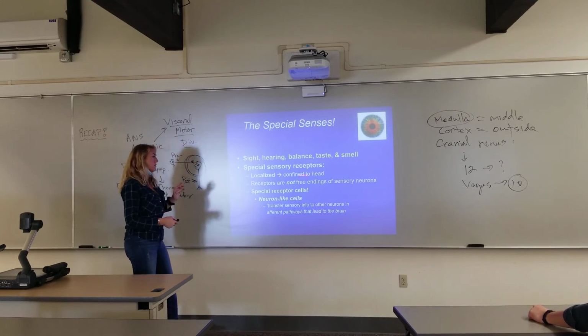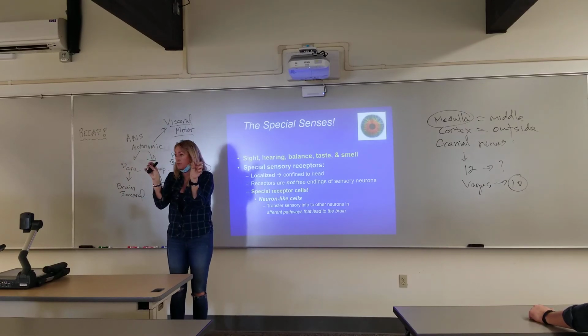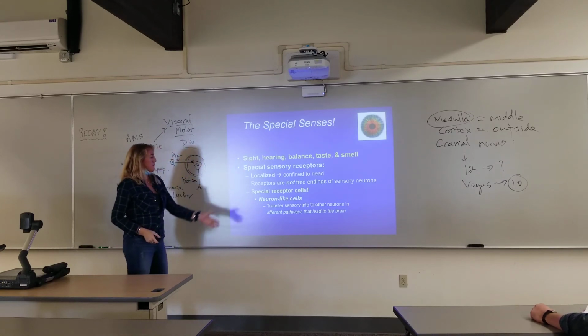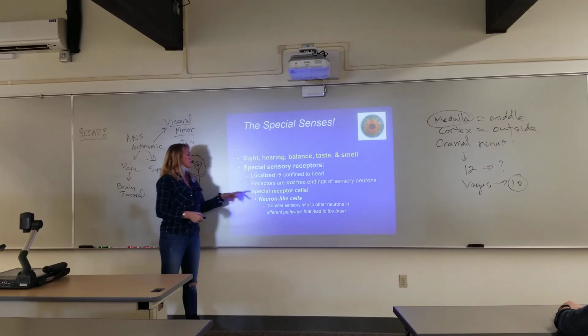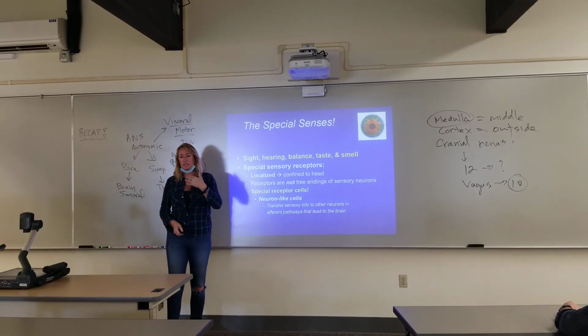They are not free nerve endings of sensory neurons. They are actually completely separate little receptor cells, little neurons themselves. And that's what distinguishes the special senses from the general somatic sensory senses. They're special receptor cells, neuron-like, and they transfer information to other neurons in afferent pathways that lead to the brain.